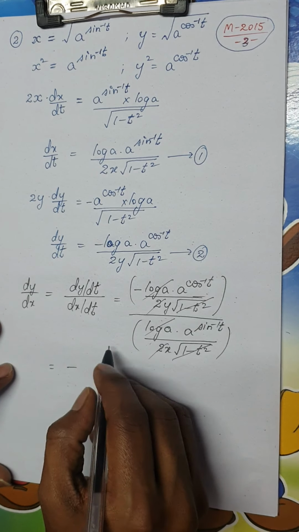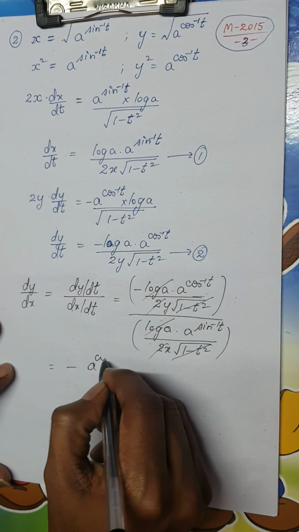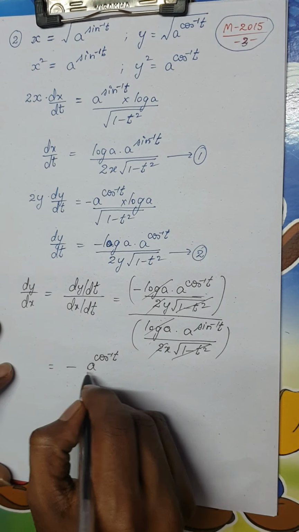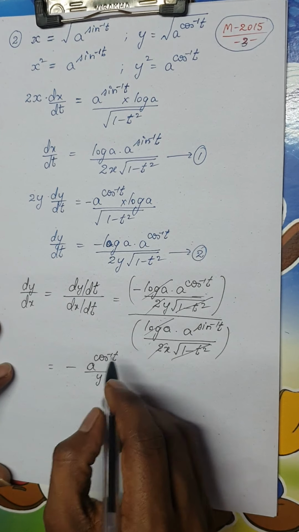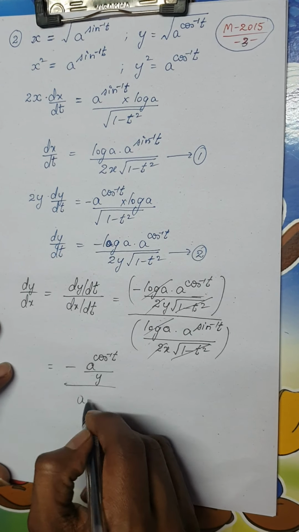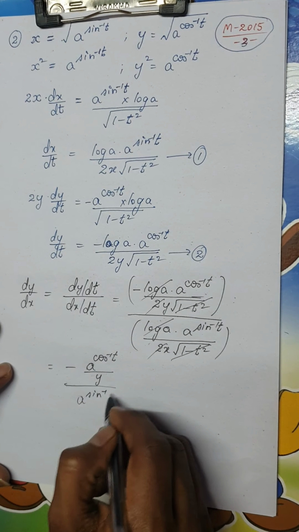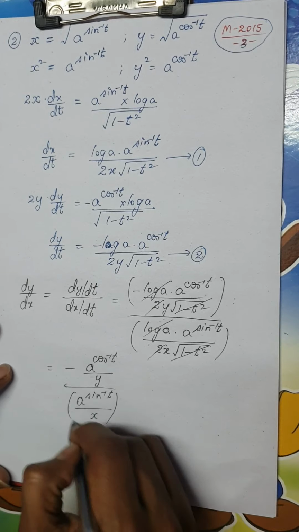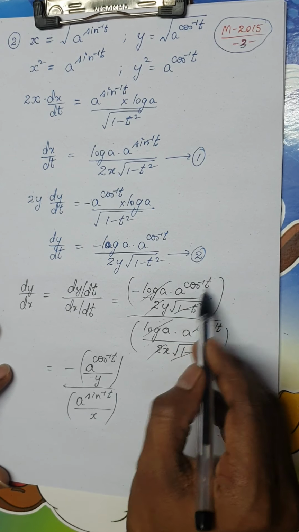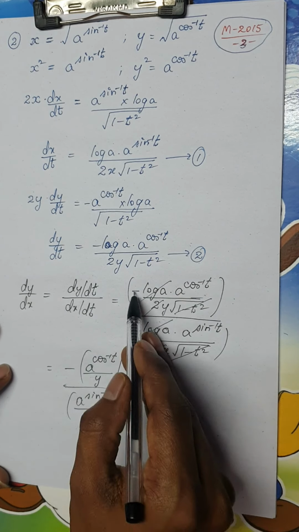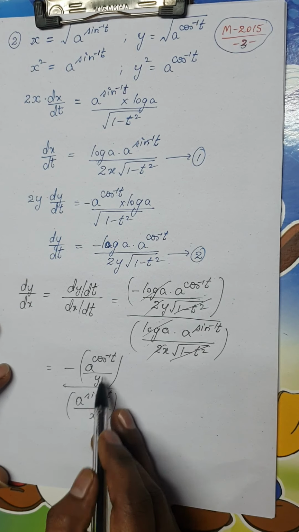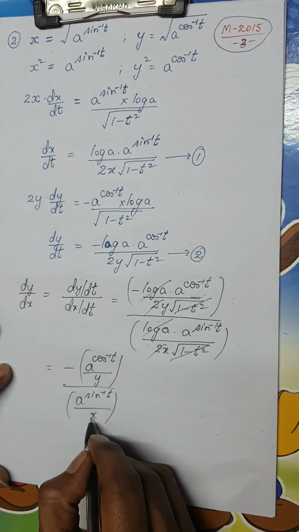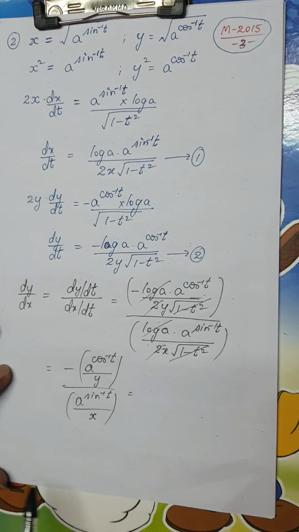I have a power cos inverse t divided by y, whole divided by a power sin inverse t divided by x. So this is the term I have: a power cos inverse t by y, I have kept minus outside, and a power sin inverse t divided by x. Remember, this is a prove that question.